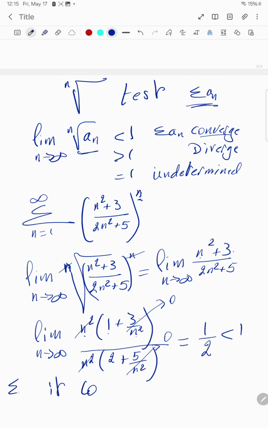So the sum n equal 1 to infinity of ((n square plus 3) divided by (2n square plus 5)) to the power of n converges.